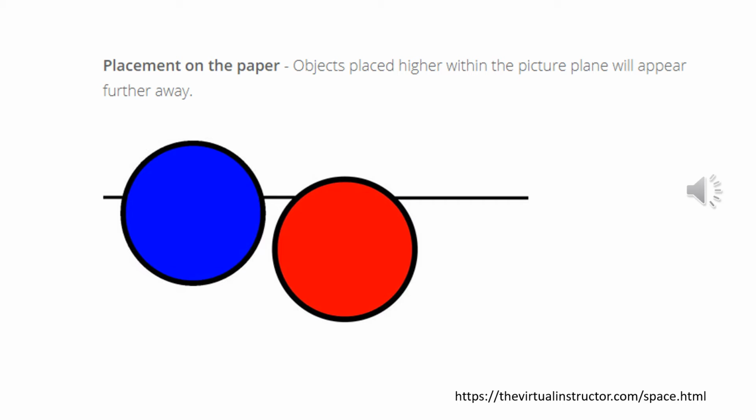The method of creating space that we will be focusing on this week is placement. Placement on the paper means objects that are placed higher within the picture plane will appear farther away. Objects that are placed lower in the picture plane will appear closer to us.